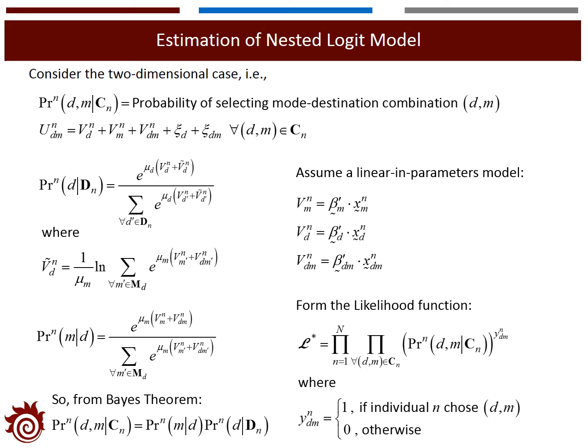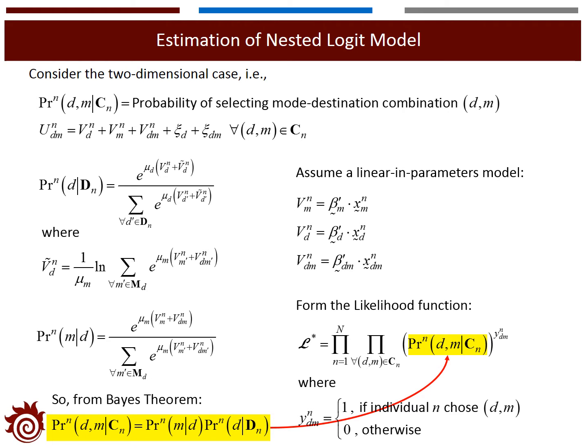For the model estimation, usually we will call the likelihood function. It will represent the product of the probabilities for each individual to make the decision. Here, the term ydmn will be 1 if the individual n chooses the combination of d and m, otherwise it's 0.